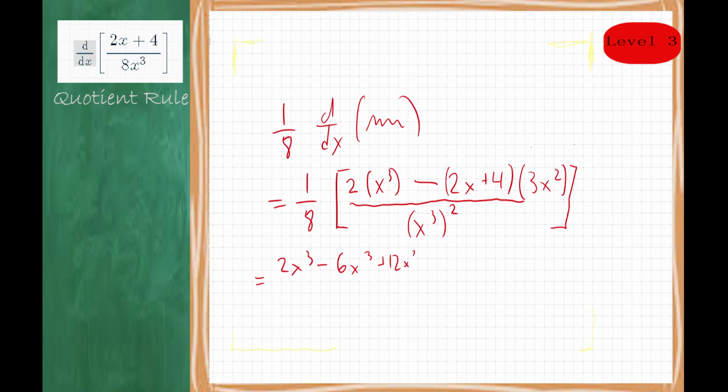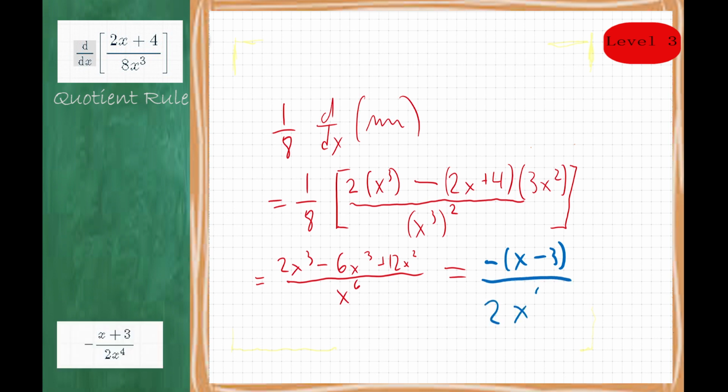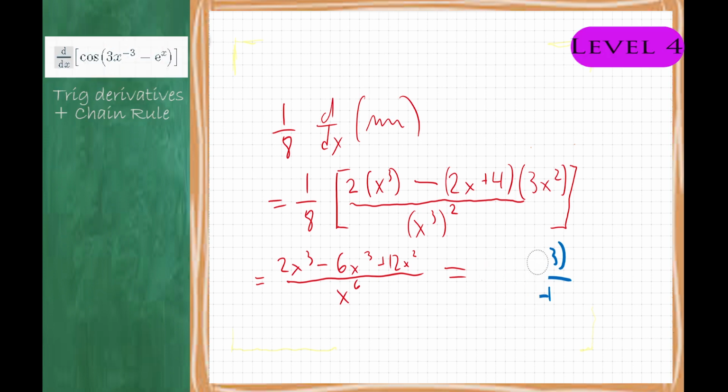I will simplify this now. Distribute the terms. This is over x to the 6th. And when we bring back the 8, it looks like we can take out the 4x squared. And it'll reduce quite a bit. So this will equal negative x minus 3 over 2x to the 4th.